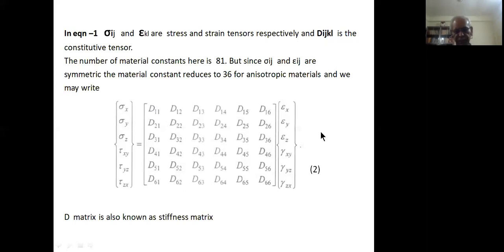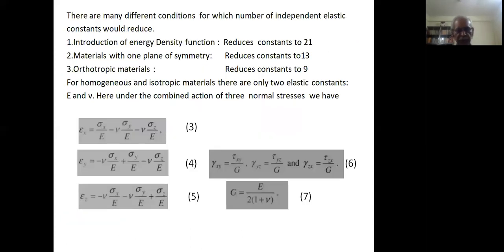But even this is difficult to handle. This is why various assumptions or conditions are imposed, and we'll briefly look at them. If you introduce an energy density function, which is a special function, and I will not go into the details of this, then the number of constants comes down to 21. On top of that, if you introduce the condition of a material with one plane of symmetry, the constants come down to 13.